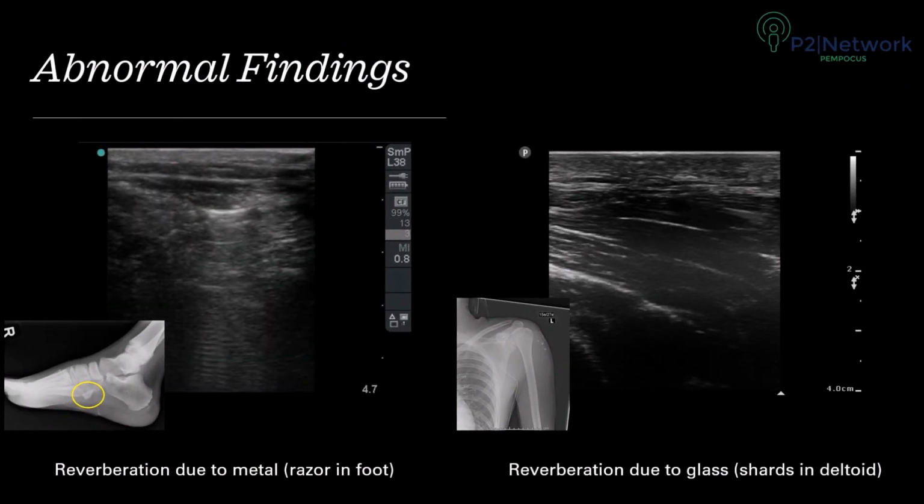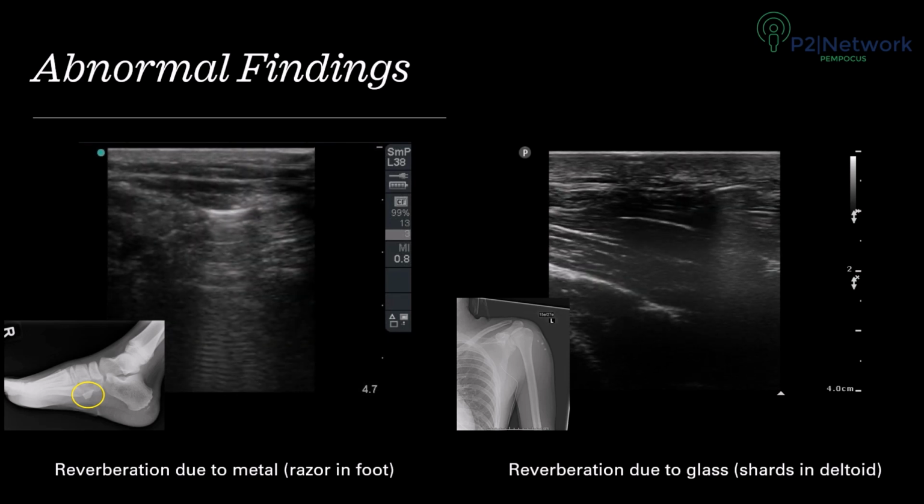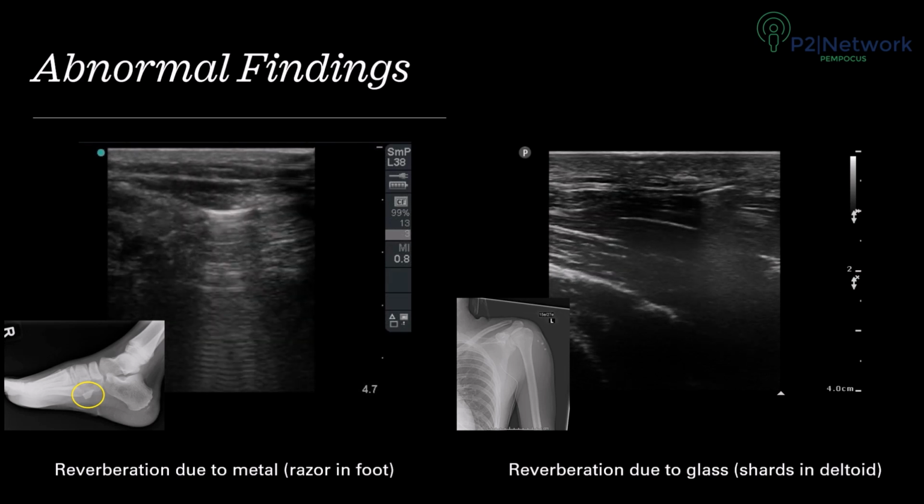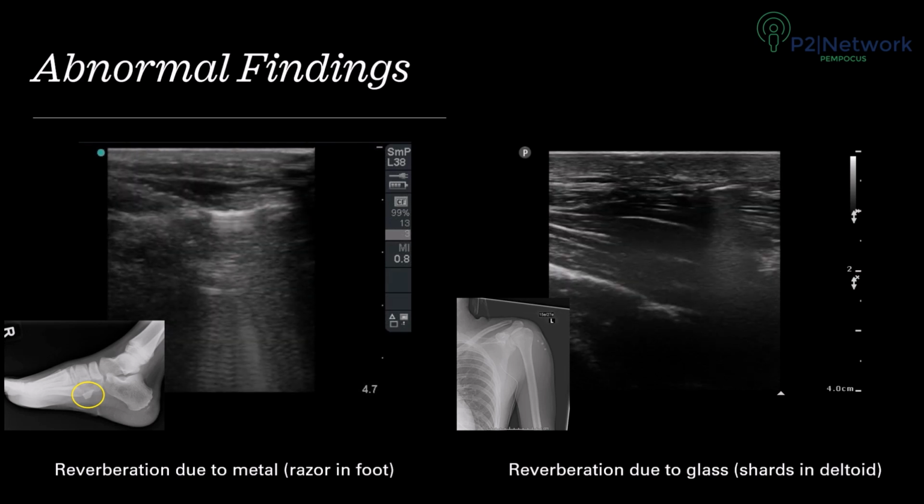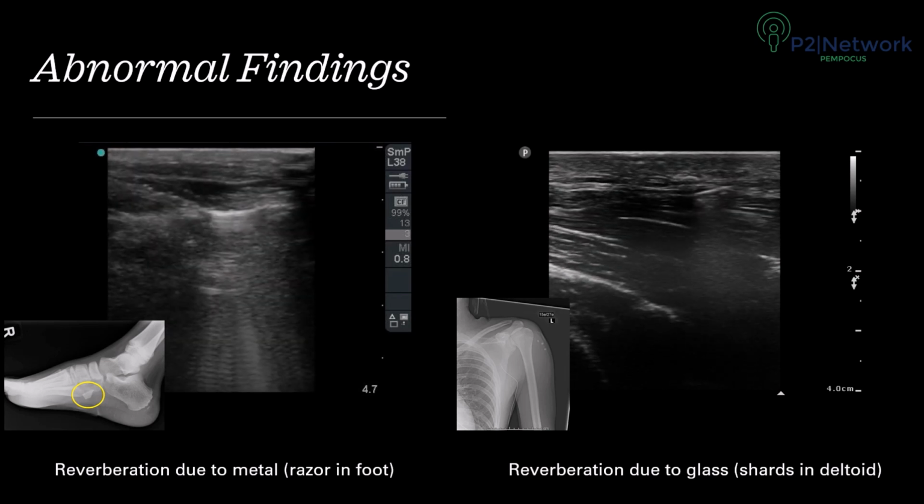So foreign bodies can be different. Metal tends to have the most reverberation of the foreign bodies. You can see that a glass foreign body has a somewhat similar appearance to metal. The metal has a little bit more reverberation.